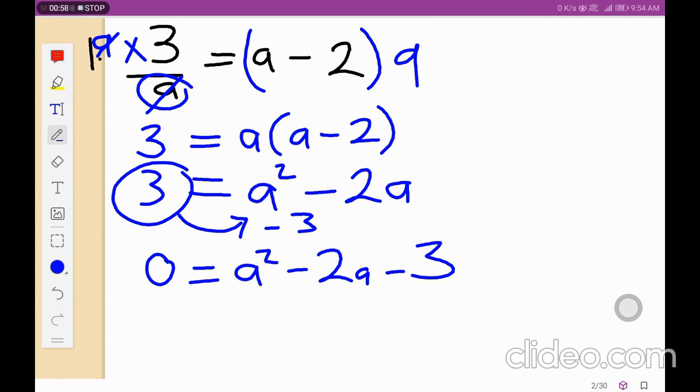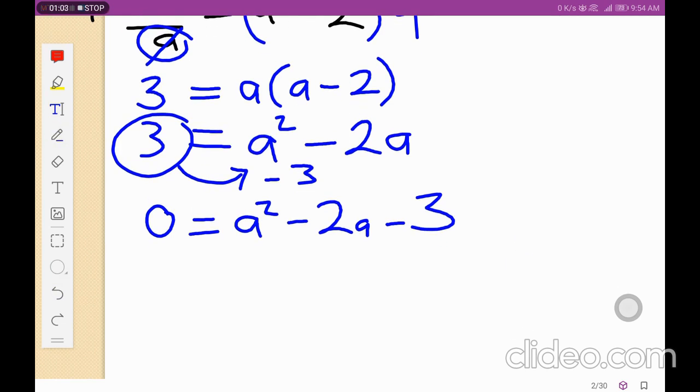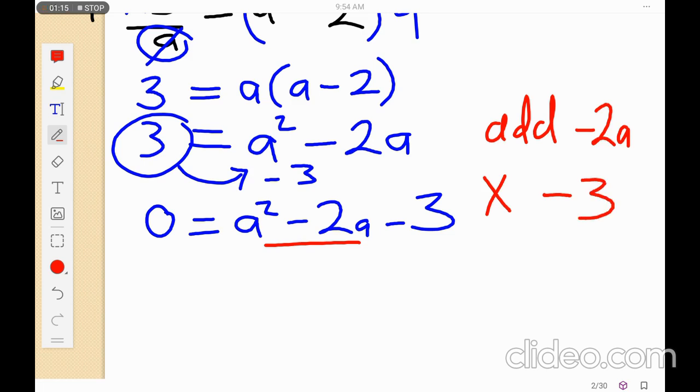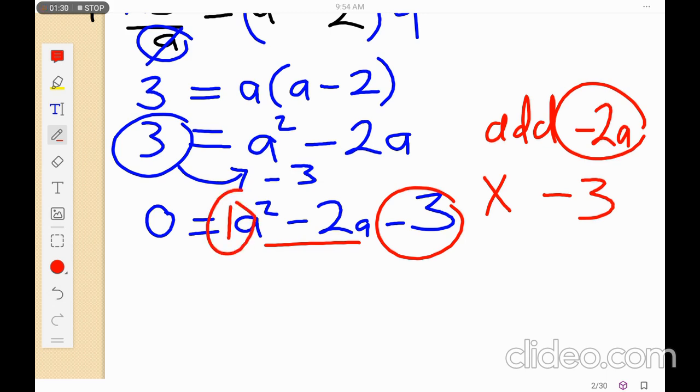When I get to this point, I can try to find a number that when I add, I'll get minus 2a, and when I multiply, I'll get minus 3. The minus 2a is coming from this one. Then the multiplication is coming from this 1a and this 3 there, where I have 1 times minus 3, which gives minus 3. That's where it's coming from.